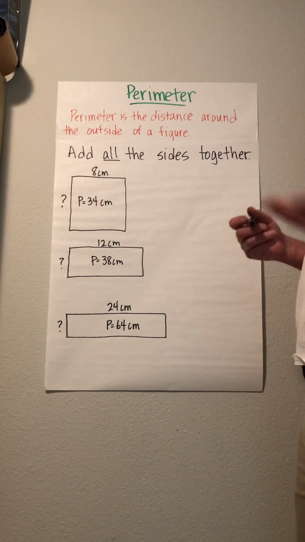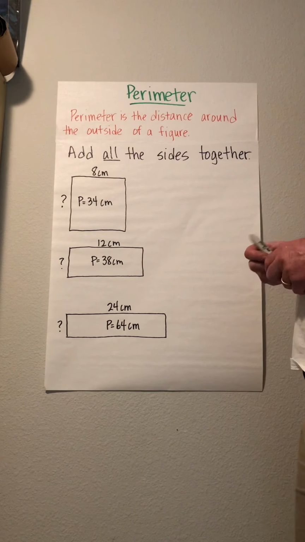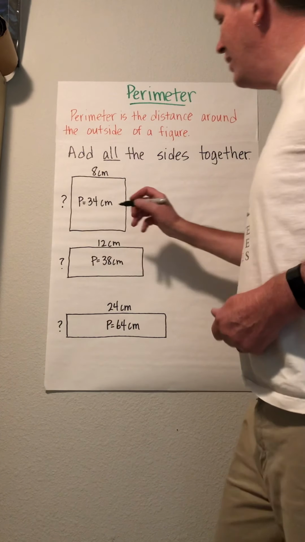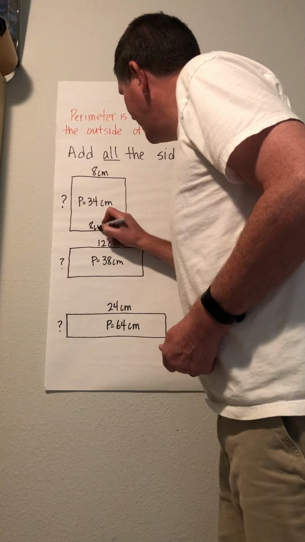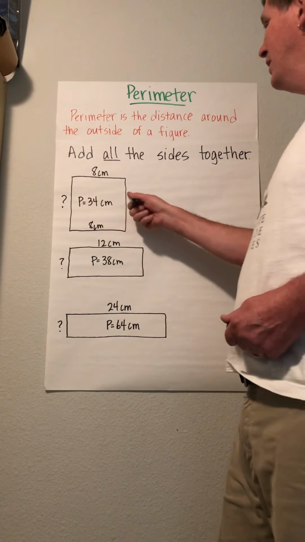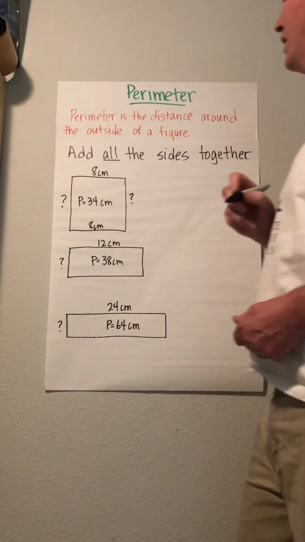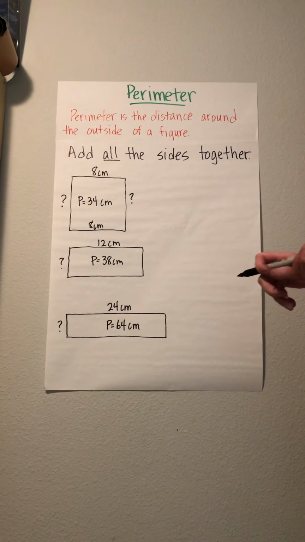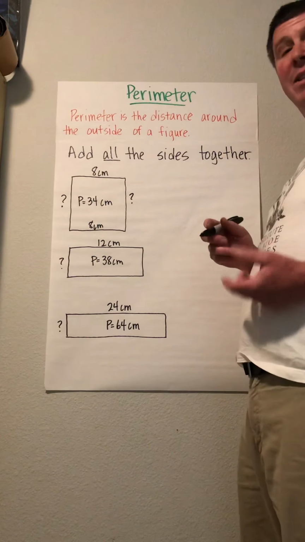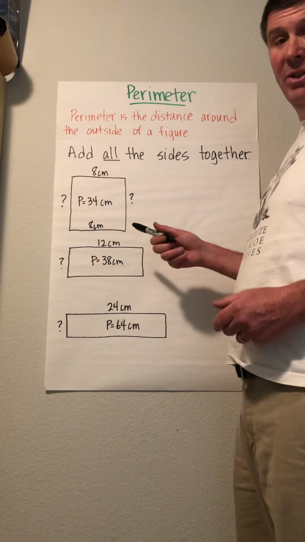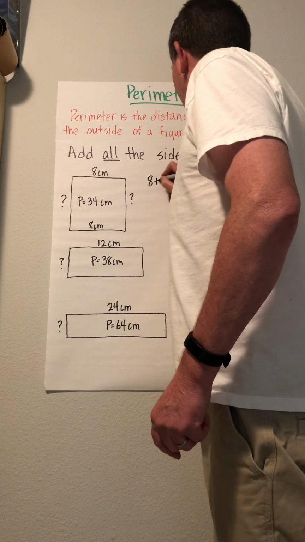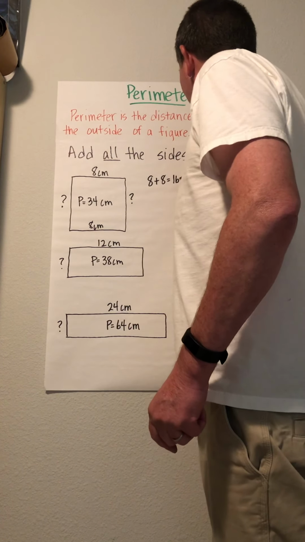So what do we know looking at this problem? We know that if this side is 8 centimeters, then this side is 8 centimeters. And if we don't know what this side is, then we don't know what that side is. So now let me start doing the process for figuring out the perimeter, and that's adding the sides together. I can add two of the sides. I can add 8 plus 8. So 8 plus 8 equals 16.